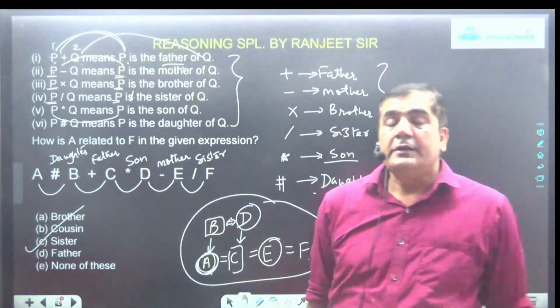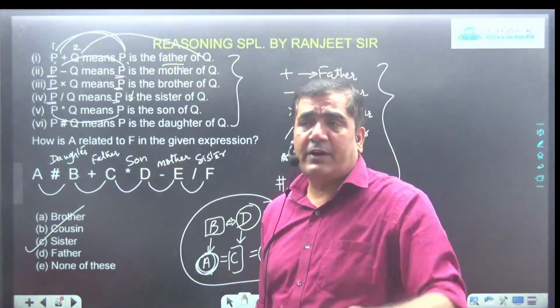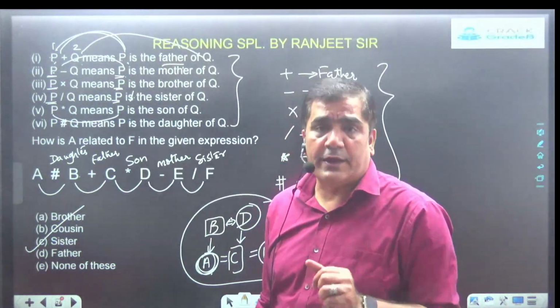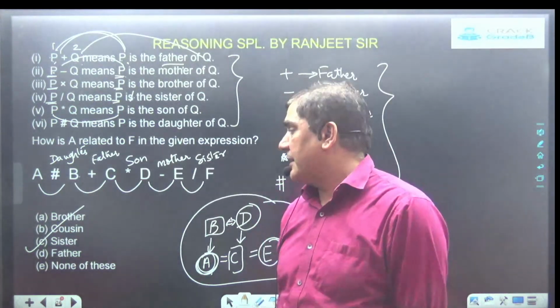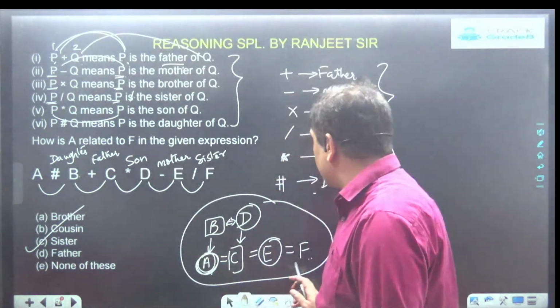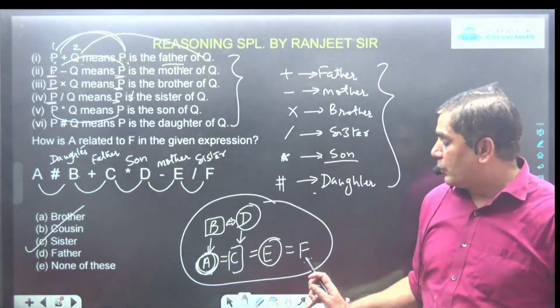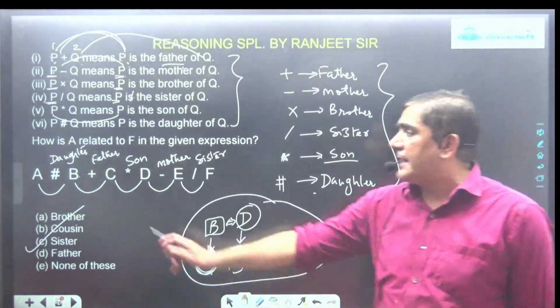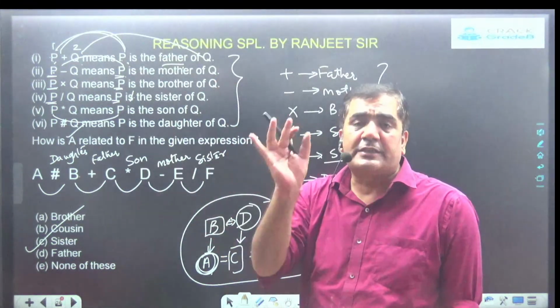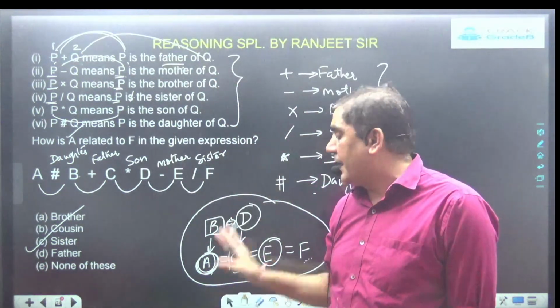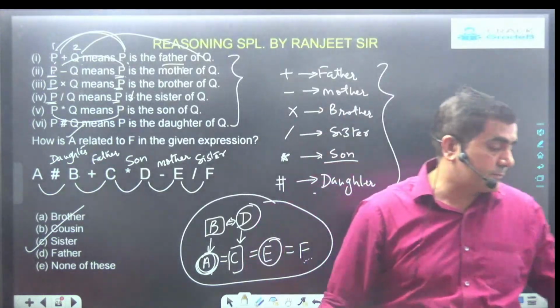Understood, my dear? Suppose in the same problem they had asked, how is F related to A? In that case, my answer can be C, B, D, because I don't know the gender of F. But here they are asking how A is related to F, so the gender of A must be known. And here I know A should be female.